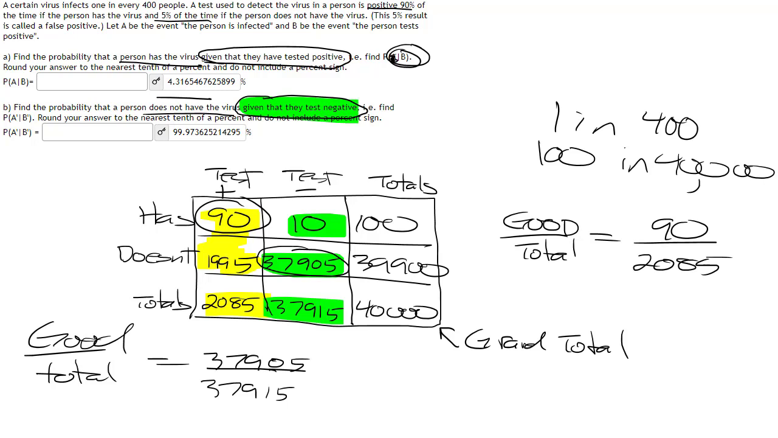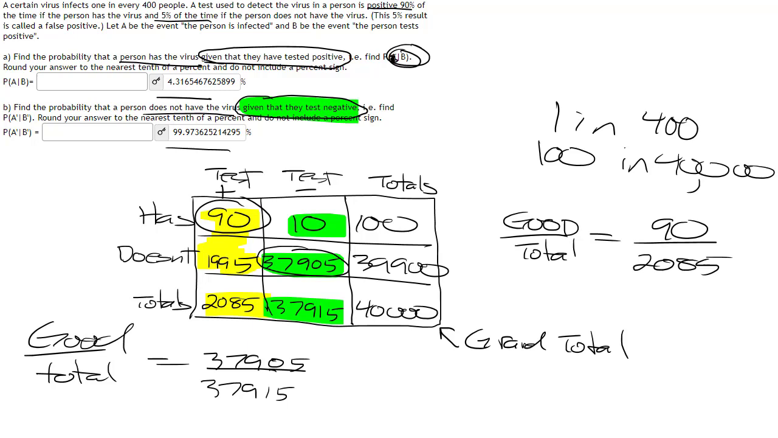37,905. And you can see those things are almost the same number, right? That's why it's so close to 1. When you do the math, you get 99.97, and so on. So what does this mean in the context of the real world? That means if you walk in and you take the test and the test comes back negative, then there's a 99.97% chance that you don't have this virus.